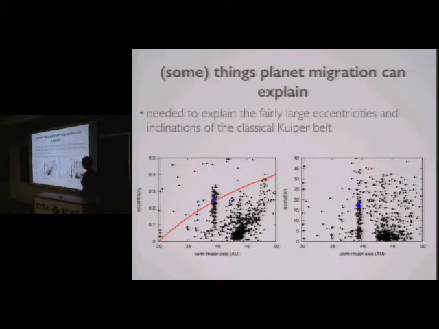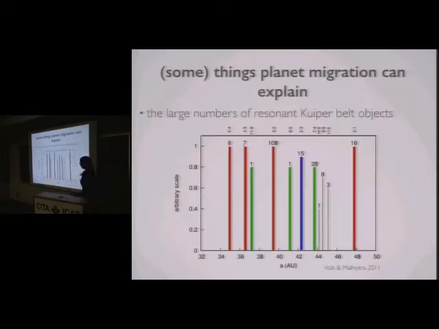And also, we see some differences in the physical properties that I hinted at, between these low inclination, low eccentricity objects and these more excited objects. They appear to have a different size distribution. They have different color distributions. They have different fractions of binary versus single objects. And these all point to different formation locations in that original planetesimal disk. And most importantly, planet migration is how we're going to explain the large number of resonant Kuiper belt objects.